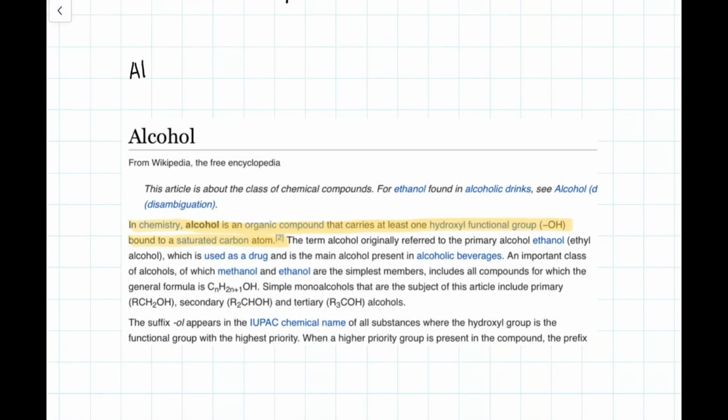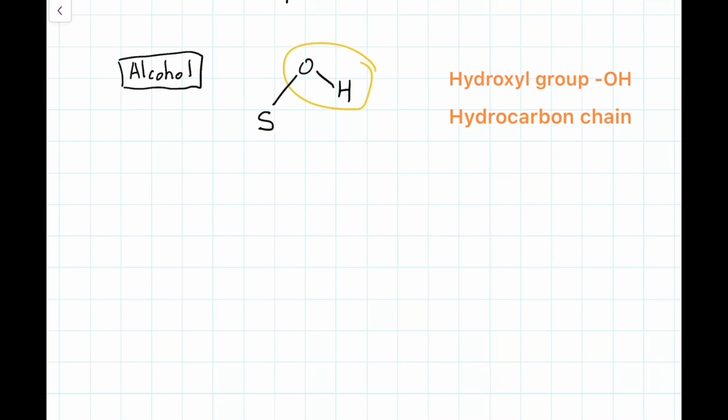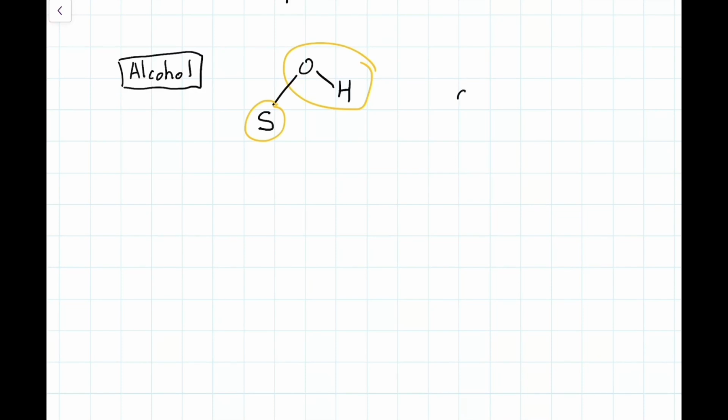First, let's talk about alcohol. Now, alcohol is an organic compound that contains at least one hydroxide group that is bound to a hydrocarbon chain. Assume that this is a hydrocarbon chain. Now, what is a hydrocarbon chain? A hydrocarbon chain is a molecule that contains only carbon and hydrogens. One example of a hydrocarbon chain is this.